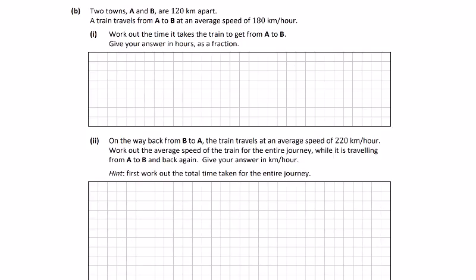Part B is a distance, speed, time question. Towns A and B. Here they are. They're 120 kilometers apart. Diagrams do help. A train travels from A to B at an average speed of 180. So we have the distance of 120 and the average speed of 180. Write down the time it takes in hours as a fraction.